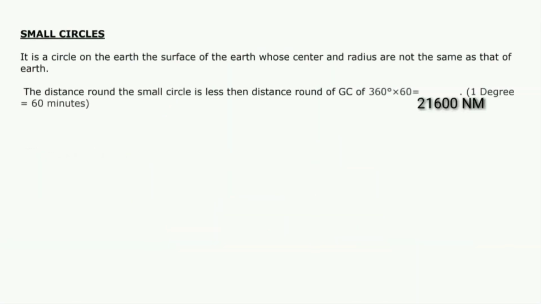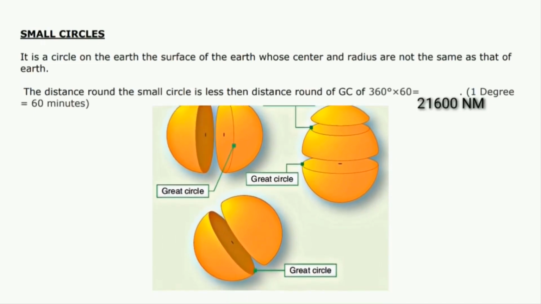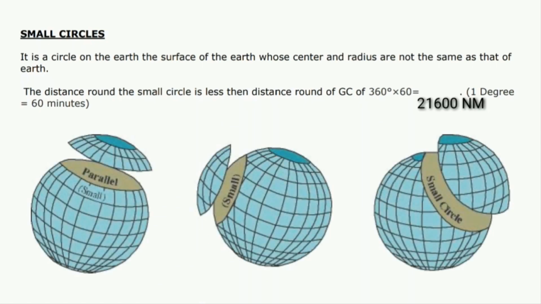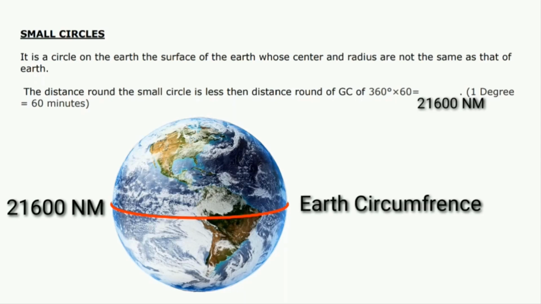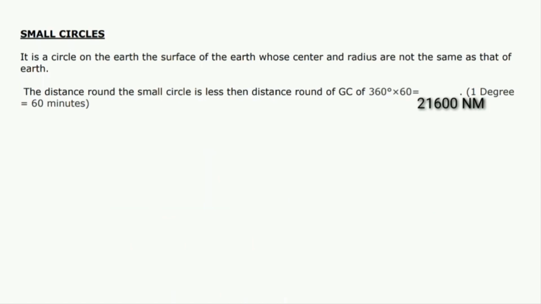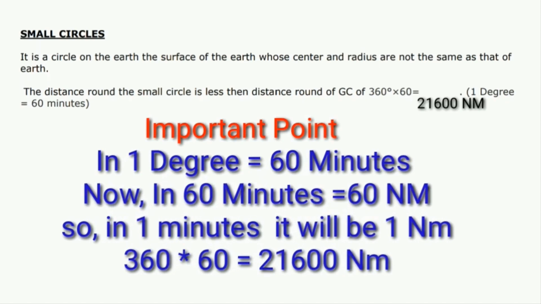Now we will look at the definition of a small circle. It is a circle on the surface of the earth whose center and radius are not the same as the earth. The distance round a small circle is less than the distance round a great circle, that is 21,600 nautical miles. Here we have to remember some points. 1 degree is equal to 60 minutes, and 60 minutes is equal to 60 nautical miles. So 1 minute will be 1 nautical mile.